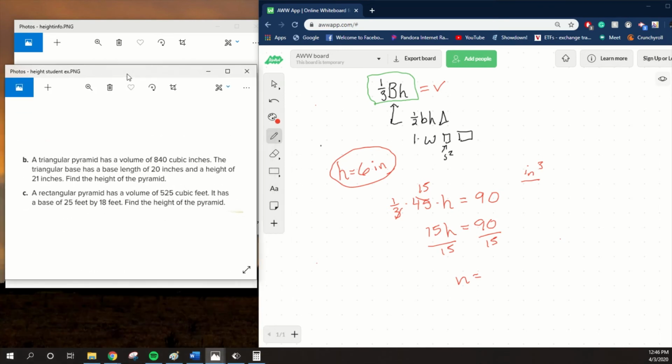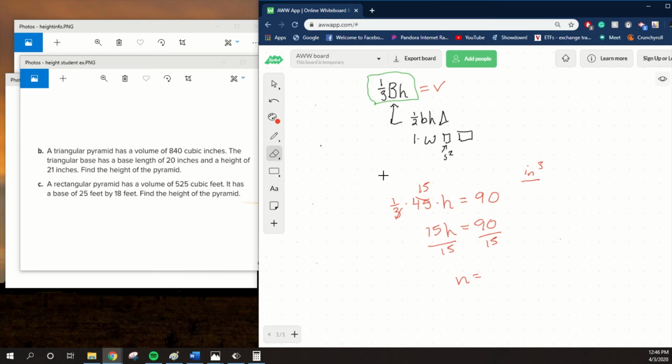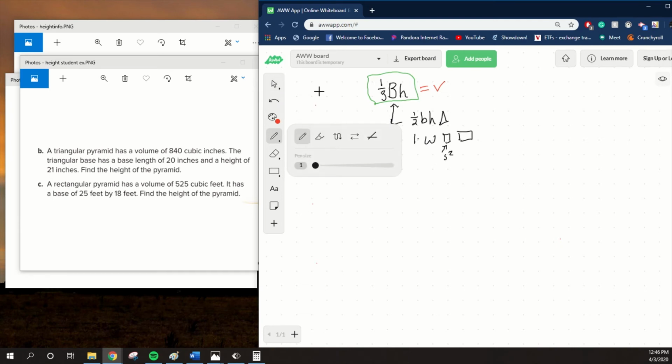So why don't you go ahead and try to solve these two problems. Try to solve B and C. Go ahead and pause the video and try to solve those problems. And after you do that, I'll give you the code for your assignment for today.